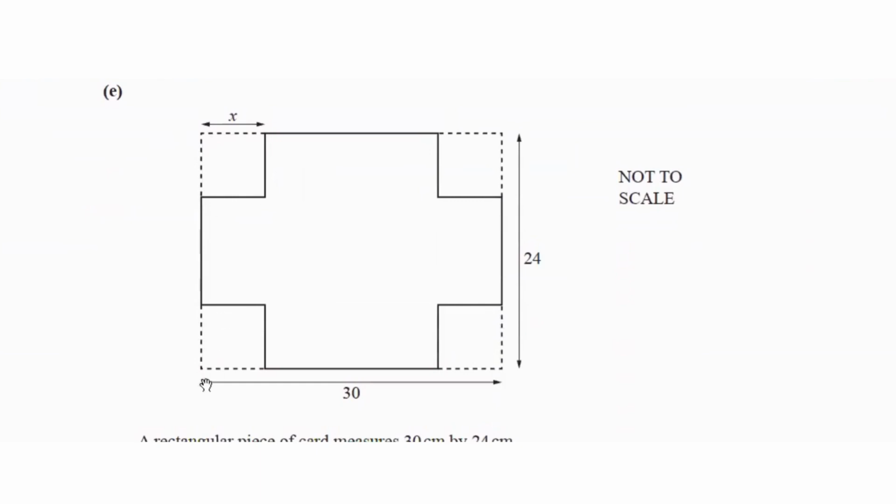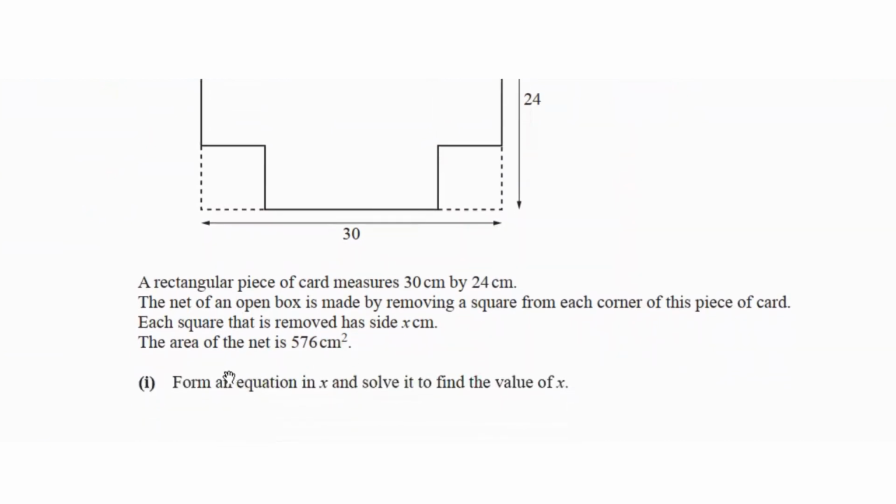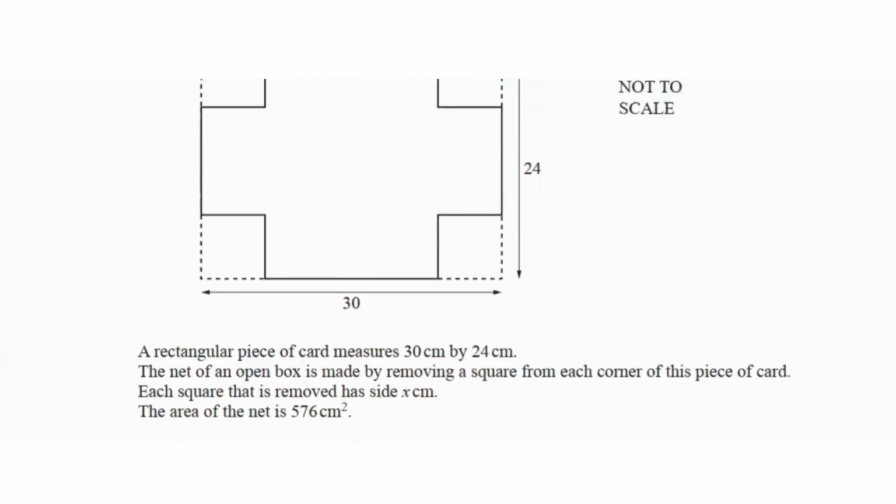Part E shows us this diagram, which is of a rectangular piece of card that measures 30 by 24 centimeters. The net of an open box is made by removing a square from each corner of this piece of card. Each square that is removed has side x centimeters. The area of the net is 576 centimeters squared. Form an equation in x and solve it to find the value of x.